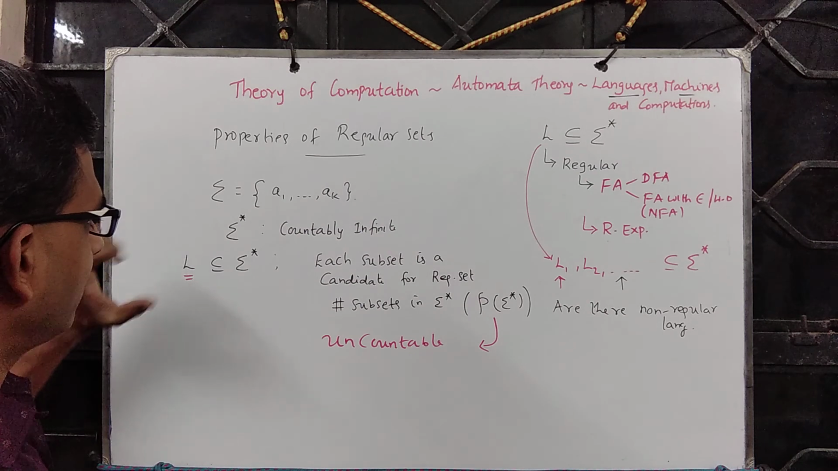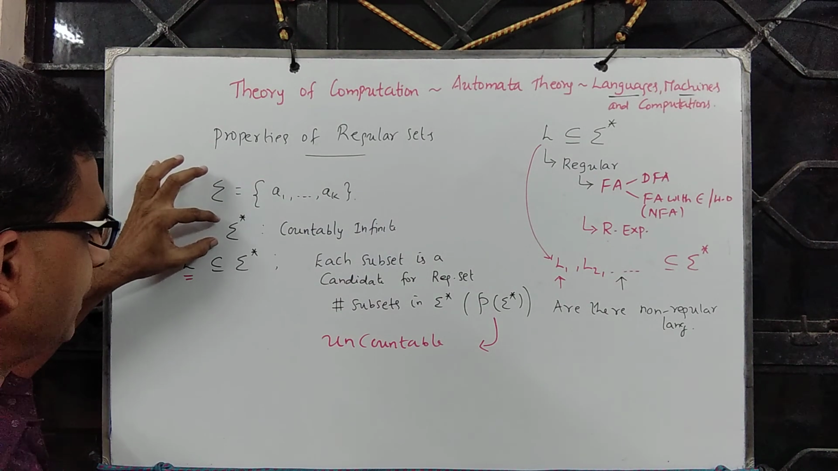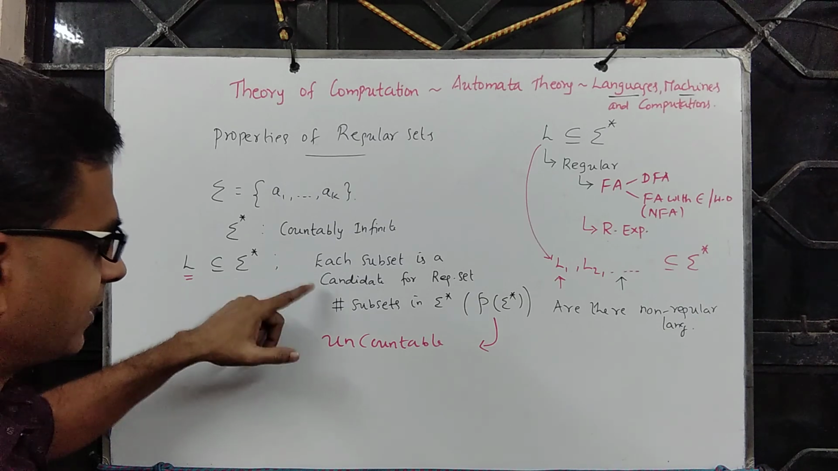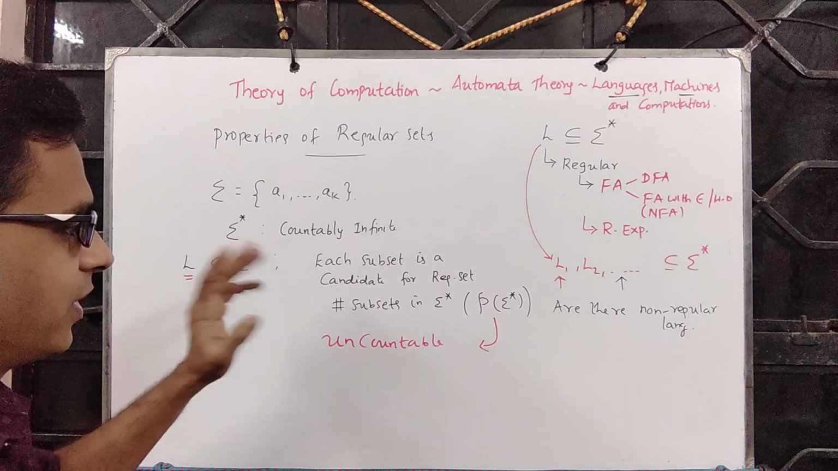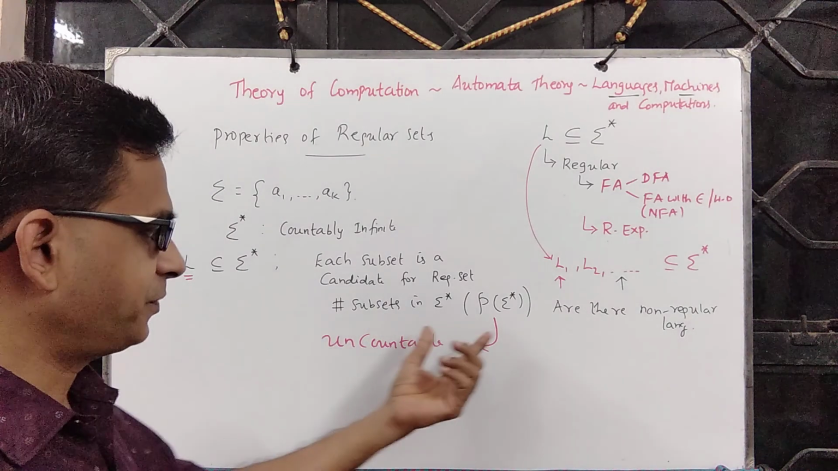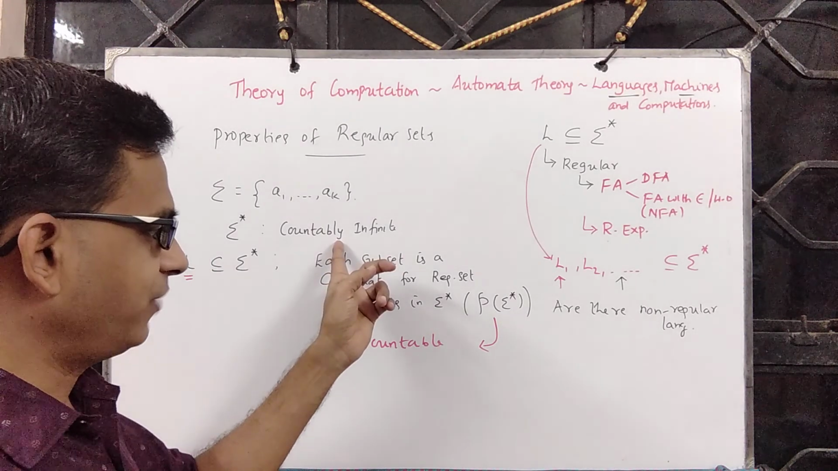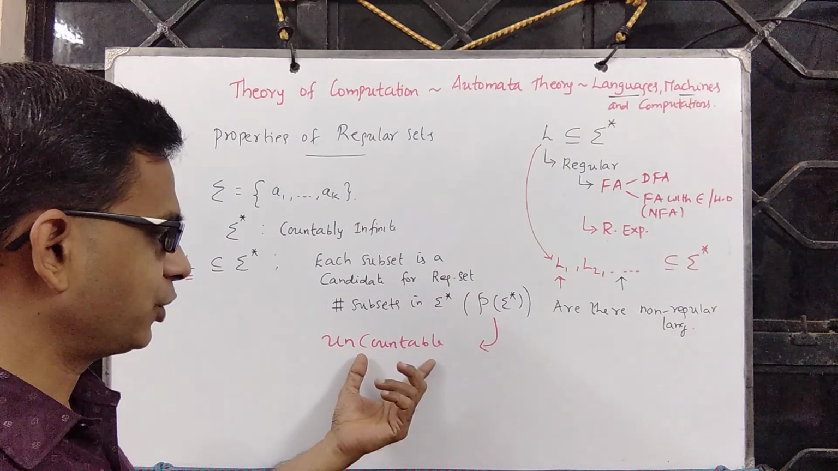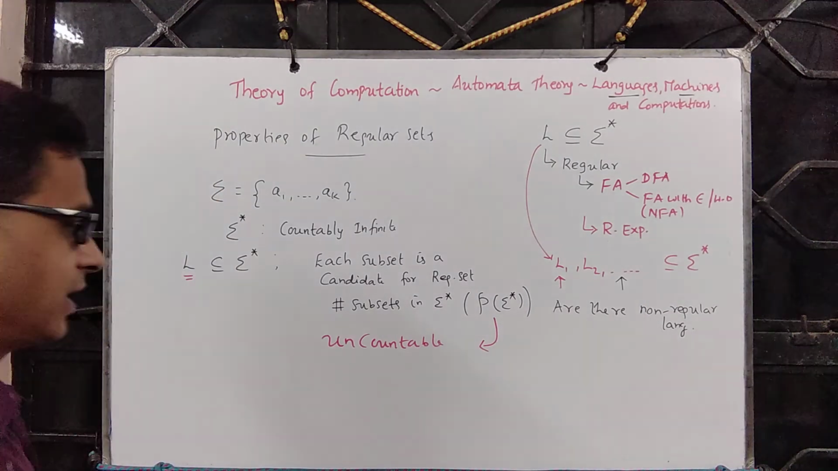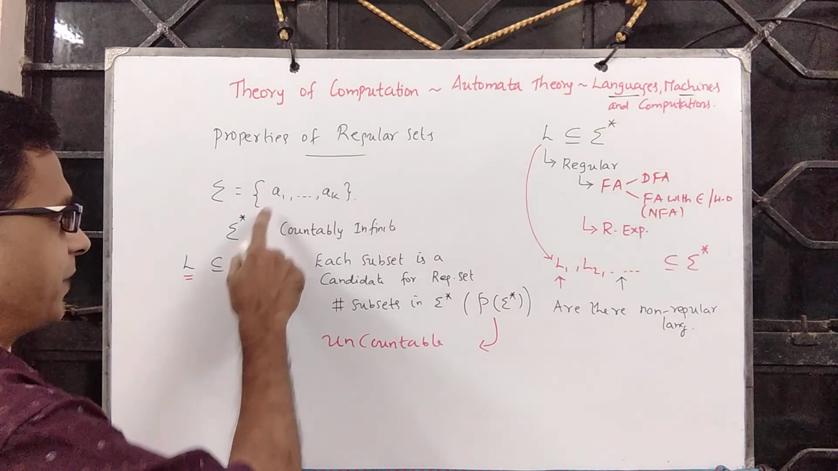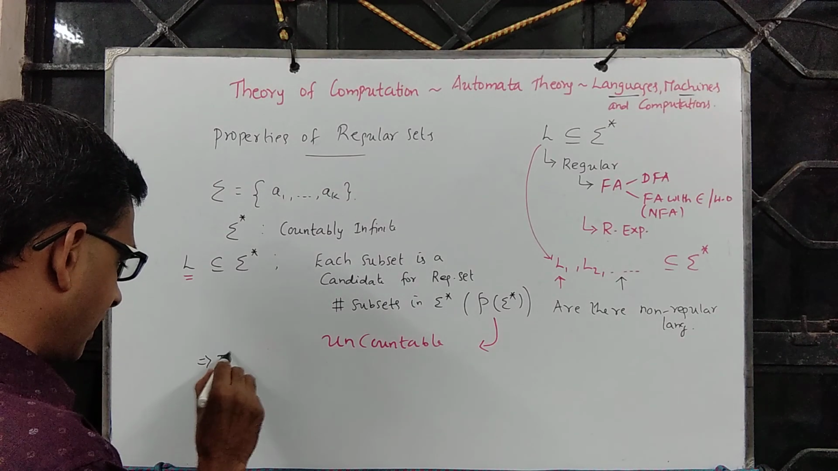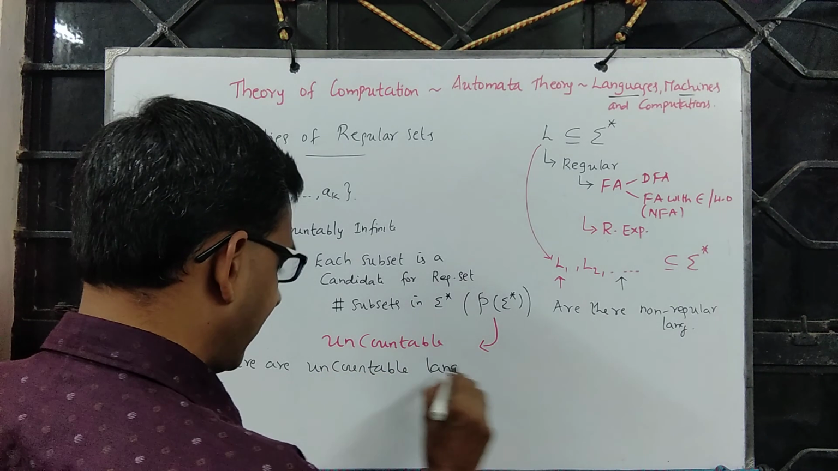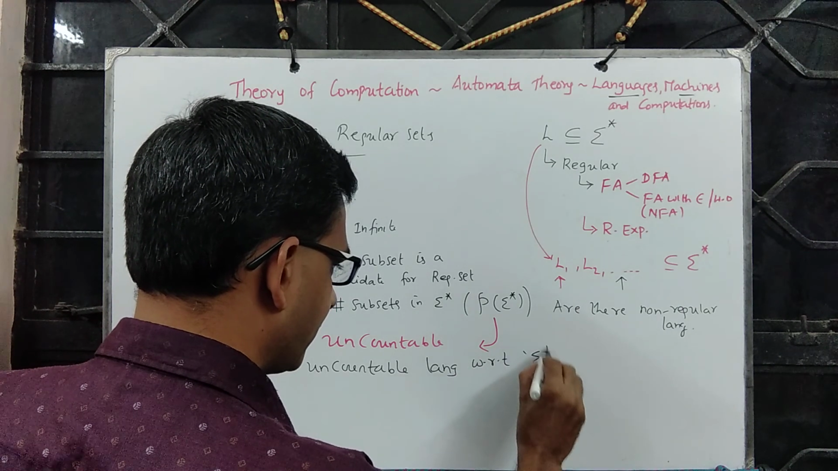So let me repeat this argument again. Sigma is a finite alphabet, which means sigma star is countably infinite. A language is a subset of sigma star, which means any subset you look for in sigma star is a candidate for a regular set. Now how many subsets are there in sigma star? That's precisely the power set of sigma star. If sigma star is countably infinite, then the power set of a countably infinite set is uncountable. Through Cantor's diagonalization argument, one can show that the power set of sigma star is uncountable, which means there are uncountably many languages with respect to sigma.